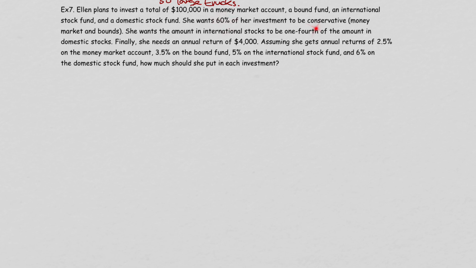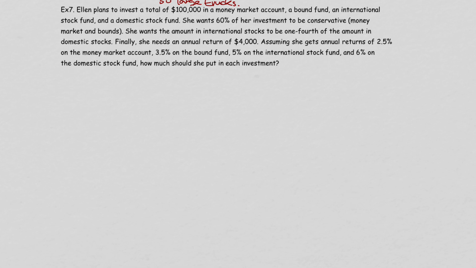60% of investment to be conservative, which means money market and bonds. And also, she wants the international stock to be 1/4 of the amount in the domestic. So this is all information she wanted to use, and we should be able to create it.